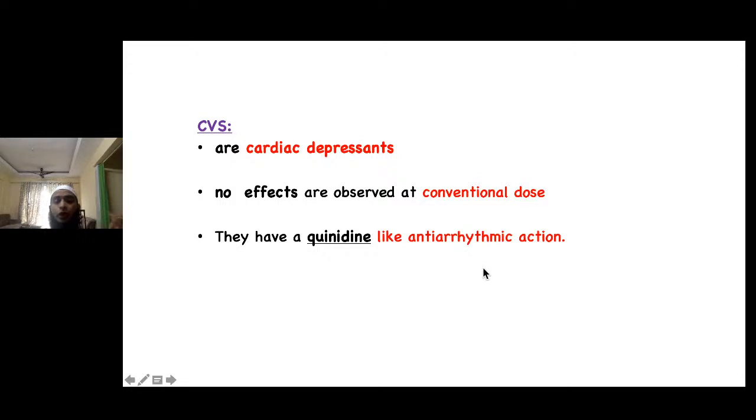For its use as an antiarrhythmic, you can give it systemically, meaning you can give an oral tablet which is absorbed into blood circulation, or you can give an injection. Why? Because they have quinidine-like antiarrhythmic action. But do remember that this antiarrhythmic action is not present with all types of local anesthetics.